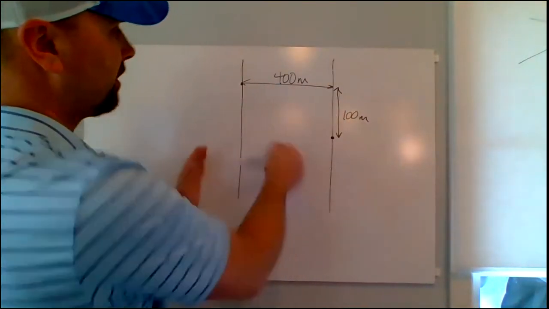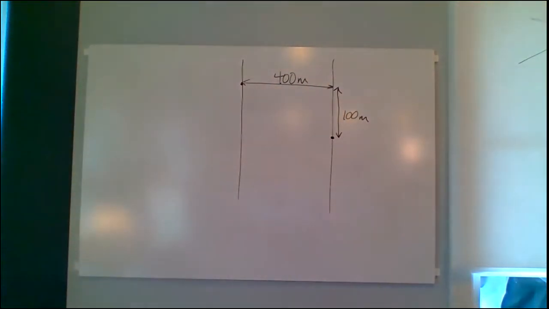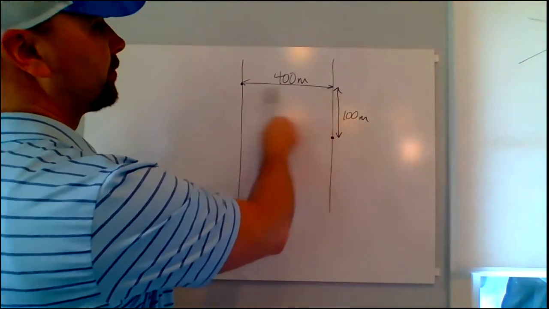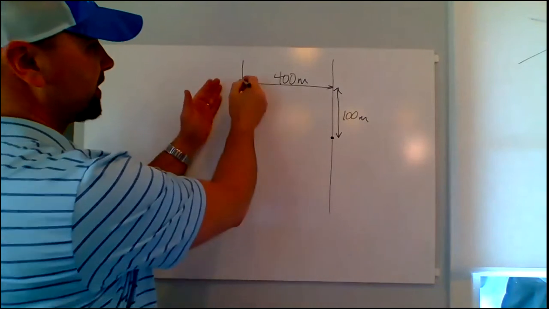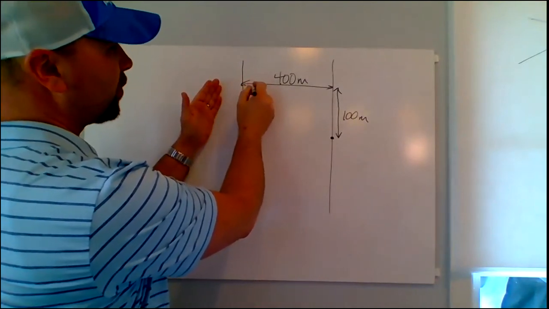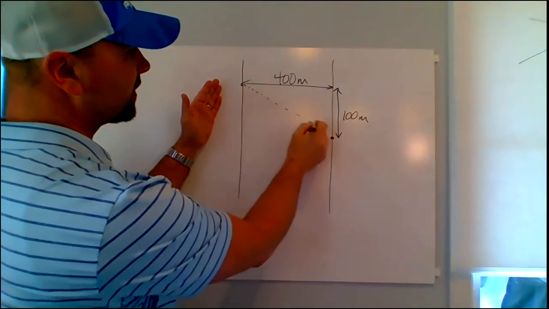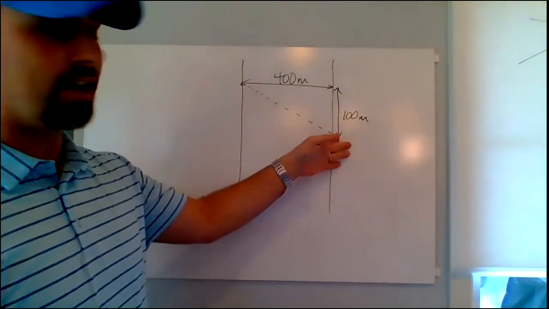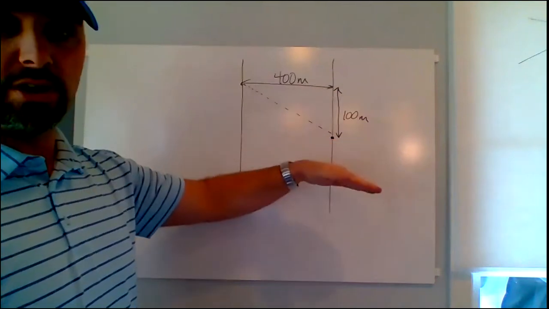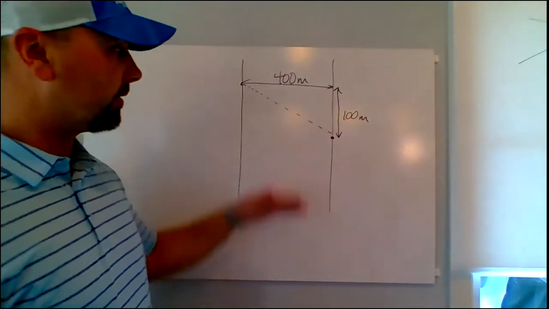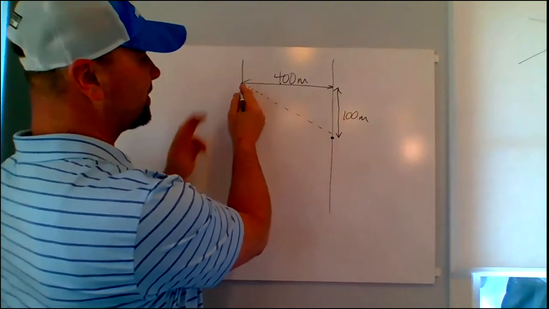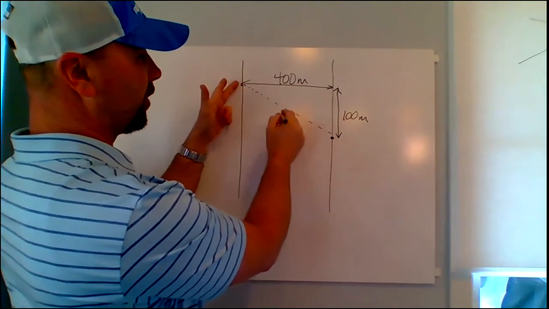Here's the river, 400 meters wide. This is his starting point. He swam, but because of the current, he ended up down here. Okay, this is where he actually landed on the shore, which was 100 meters from where he started, basically. All right. And the question is, how far did he swim from his starting point?